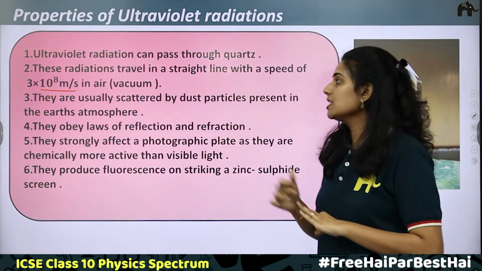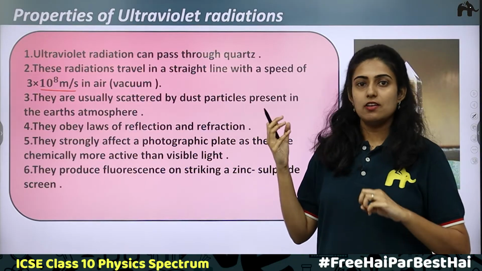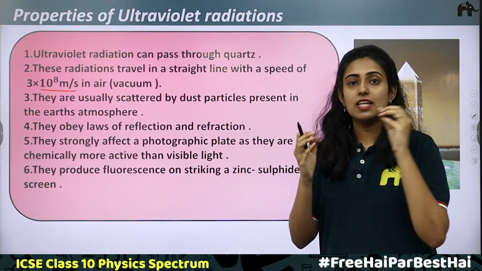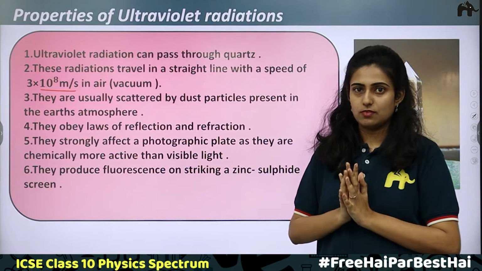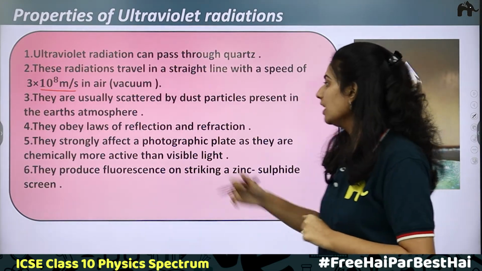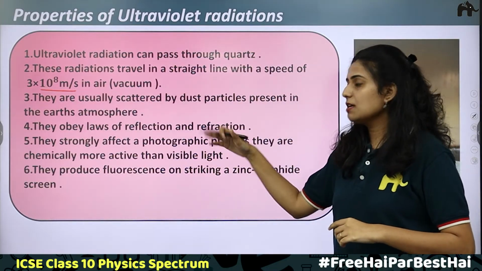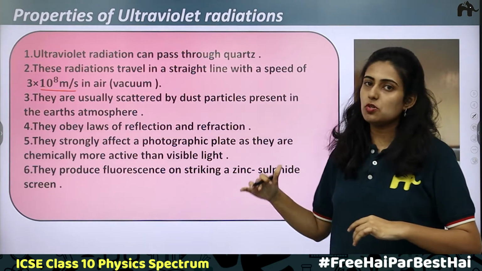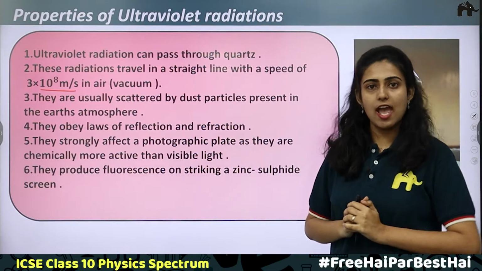Now the third point, they are usually scattered by dust particles present in the Earth's atmosphere. We have studied scattering. When a light ray strikes some dust particle, it will get scattered. The same thing will happen with the ultraviolet radiations too. Next, they obey laws of reflection and refraction. Reflection is just the bouncing back of light and refraction is the bending of light when light travels from one medium to another. So ultraviolet radiation also obeys these laws of reflection and refraction.